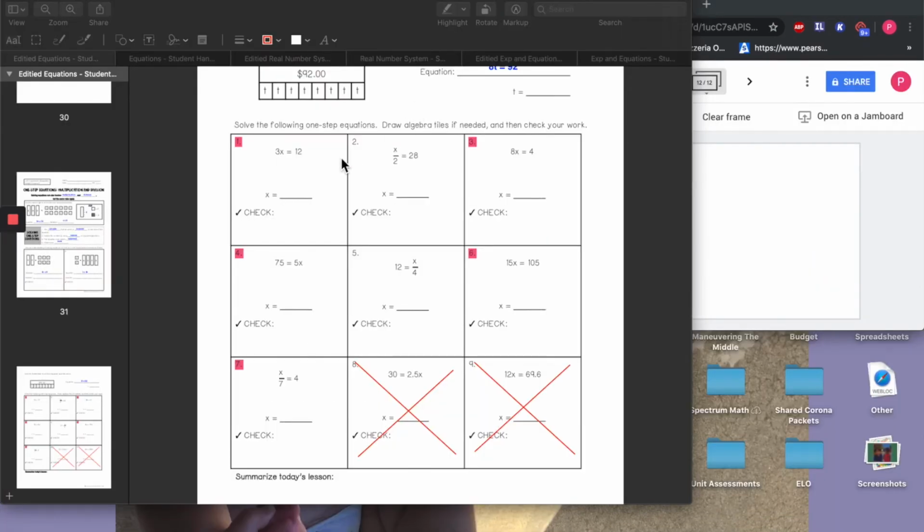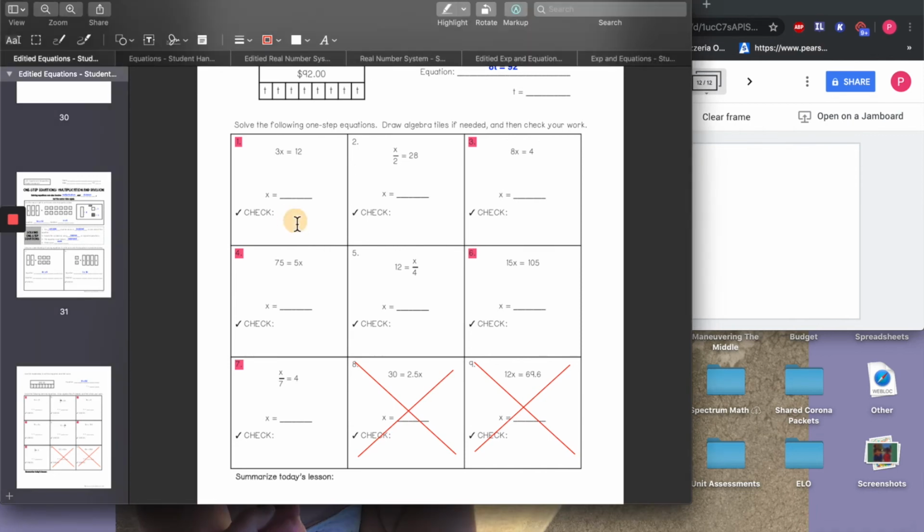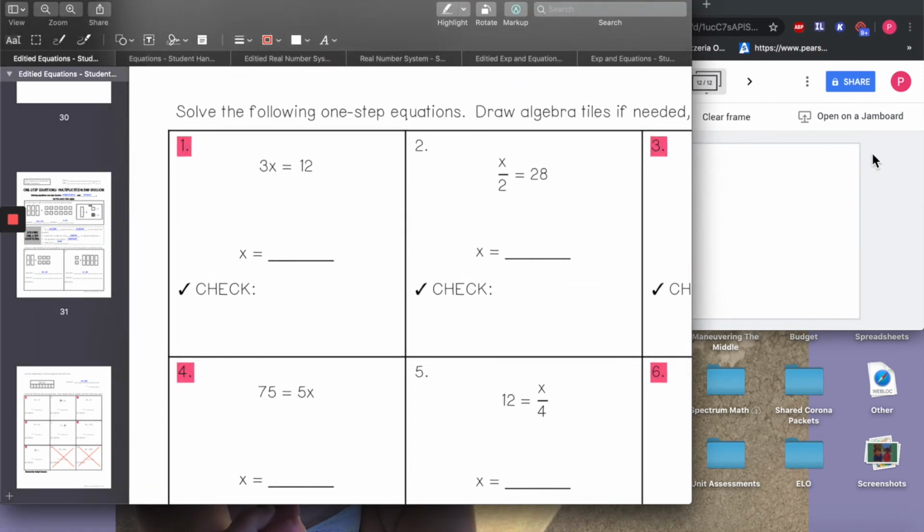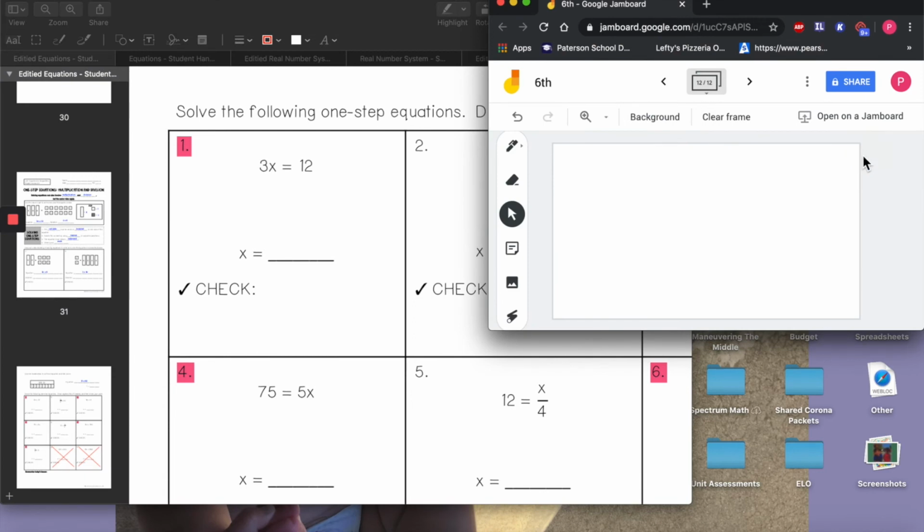Okay, so on your packets, you guys need to complete 1, 3, 4, 6, and 7. But I will do a couple examples with you real quick, but you will need to write these in on your packets. So for number 1, we had 3x equals 12.